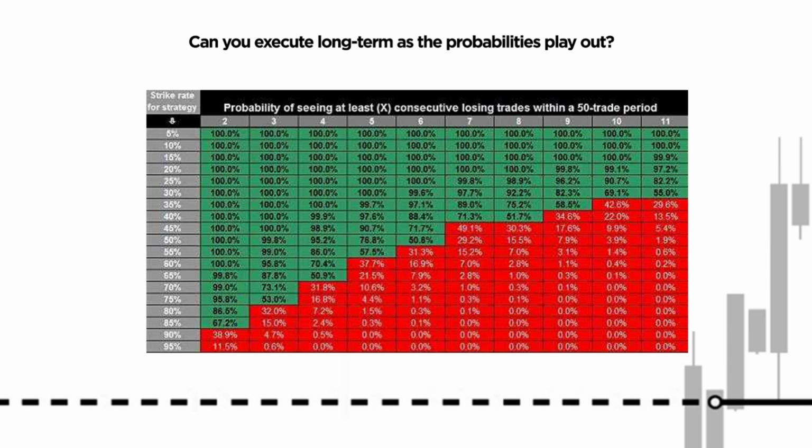And if we take a very quick look at this probabilities table that I'll bring on screen for you, you can actually see here that on the left hand side, if you look at strike rate for strategy at 50%, you'll see that there's a 100% chance of 2 losses in a row. There's a 99.8% chance of 3 losses in a row, and on as you move across the table. So there's actually a 50.6% chance that at some point, you're going to actually have 6 losses in a row.